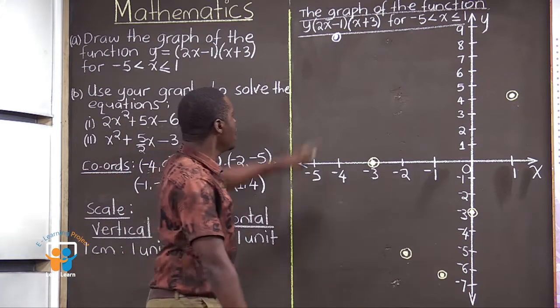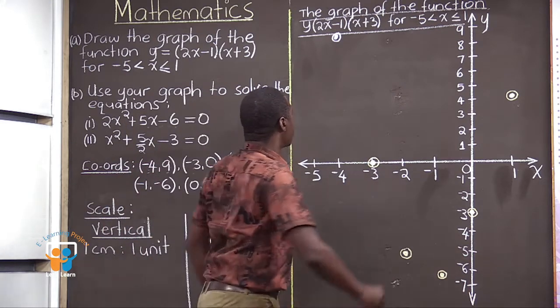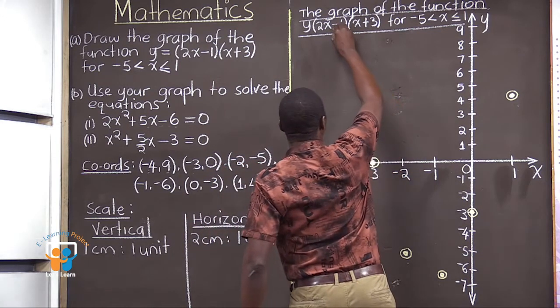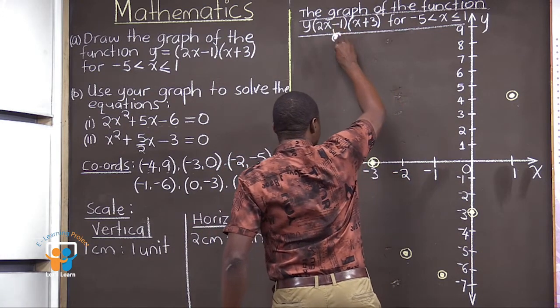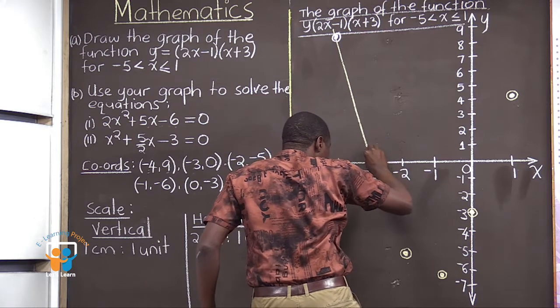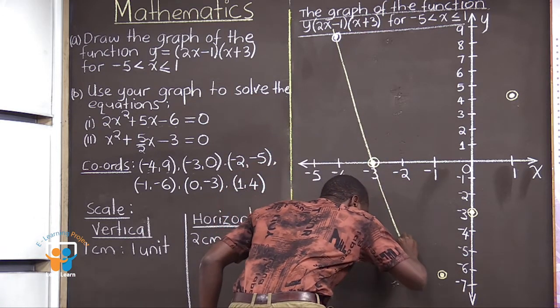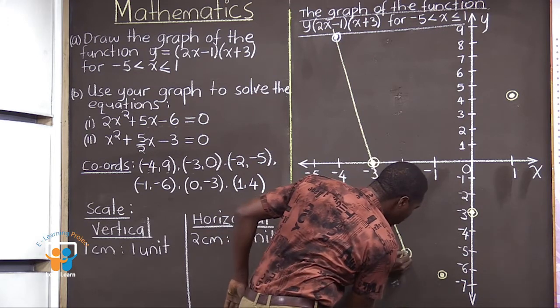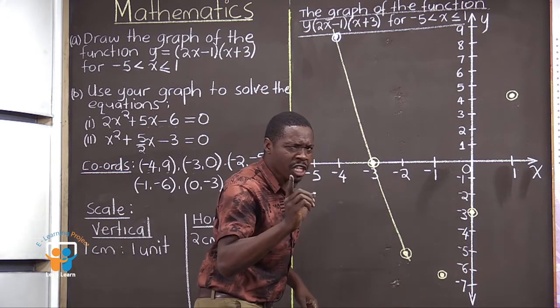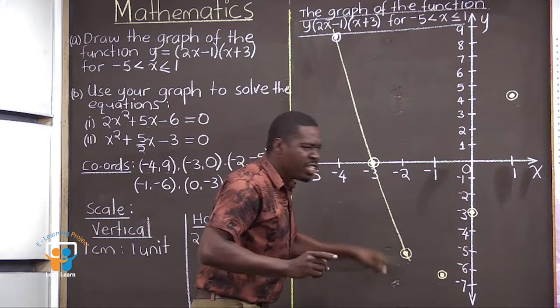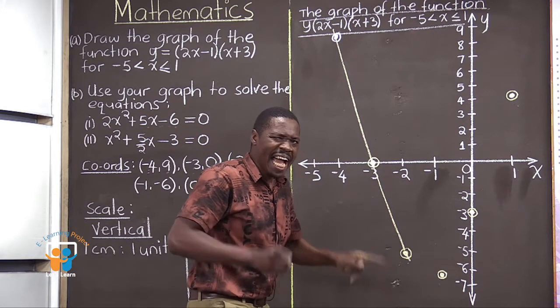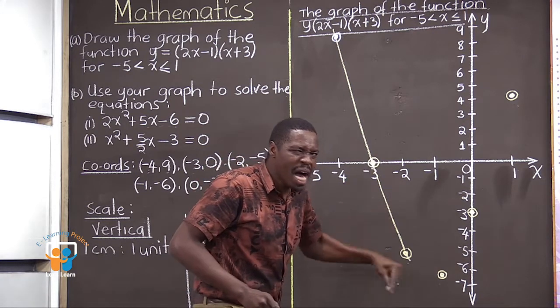Now we are going to join that point to that point. Mr. Examiner, sir, I come and join. I move down. I move down. I continue. I'm now preparing for negotiation. The curve is reaching its lowest point, its turning point, its minimum.